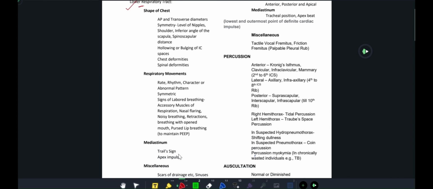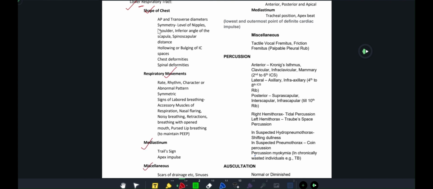All right, so let's come back to our proforma. So here, the shape of the chest is the very first thing. When you start with the lower respiratory tract inspection, there are three or four things which you have to remember. So besides understanding this proforma, we also have to make an effort to remember it. So we are starting to understand as well as try a few tricks to remember. Okay, so very few things. Shape, movements, mediastinum, and miscellaneous things. So let's start with the shape.